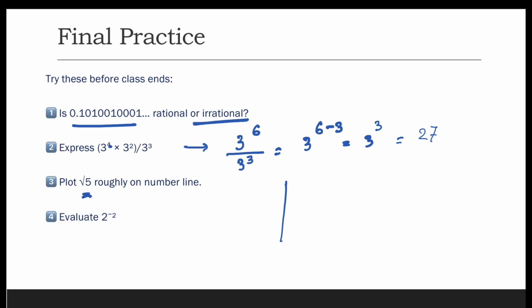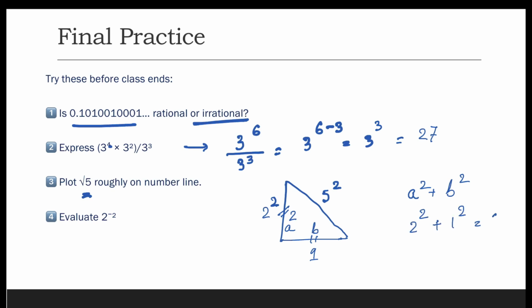We already saw that. We'll take a triangle. Now in this triangle, this should be 5 square, right? Hypotenuse. So 5 square, how could it be? One side is 2, this side is 1. So a square plus b square, a is 2 square plus b is 1 square, that becomes 5. So hypotenuse square is equal to 5. Sorry, let me just repeat this part.